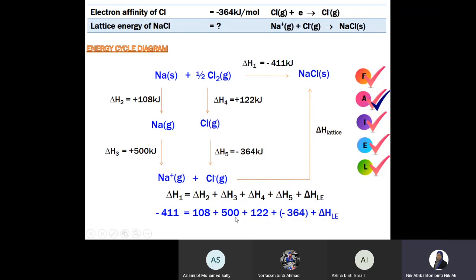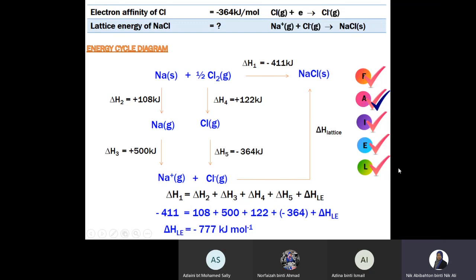Then from the value that you substitute, the question wants you to calculate the lattice energy. So lattice energy equals to negative 777 kilojoule per mole. So now we already answered both of the questions: construct the Born-Haber cycle, and another one, calculate the lattice energy.